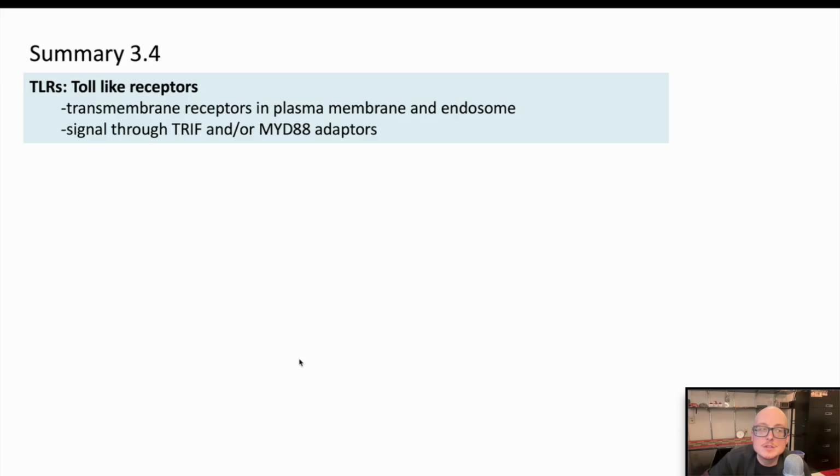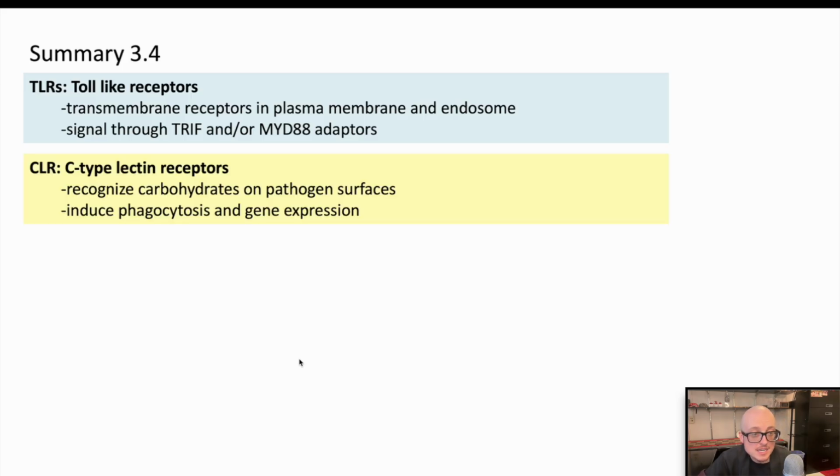We started by talking about toll-like receptors, which are found in 2 major locations, the plasma membrane as well as the endosome, and they signal through adapters like TRIF and MyD88, and they initiate some conserved signaling programs through transcription factors like NF-κB and interferon regulatory factors. We saw that C-type lectin receptors are also in the plasma membrane, although they are more specialized for recognizing carbohydrate PAMPs, and they tend to induce things like phagocytosis as well as gene expression. And the induction of phagocytosis is actually something that's unique to CLRs, or C-type lectin receptors.